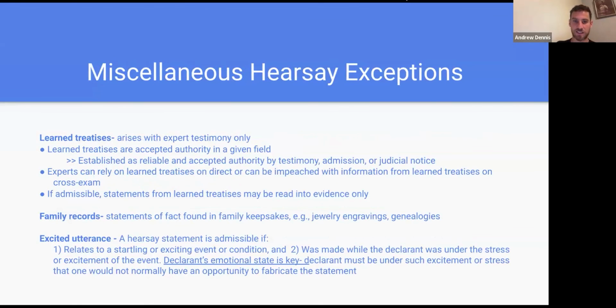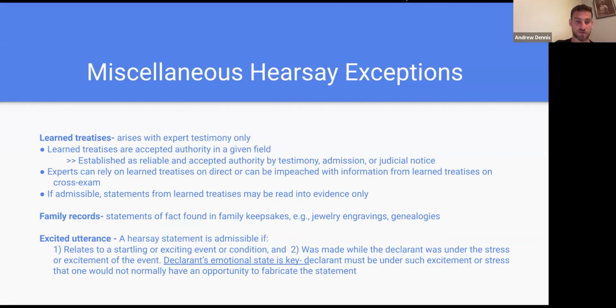Some miscellaneous hearsay exceptions. So these are, again, where unavailability is immaterial. They could be unavailable or available. Learned treatises. So learned treatises arise with expert testimony only. Learned treatises are accepted authorities in a given field. They're established as reliable and accepted authority by testimony, admission, or judicial notice. Experts can rely on learned treatises on direct or can be impeached with information from learned treatises on cross. And if admissible, statements from learned treatises may be read into evidence only, right? We're not going to bring in the entire book. We're just going to read in the relevant statement.